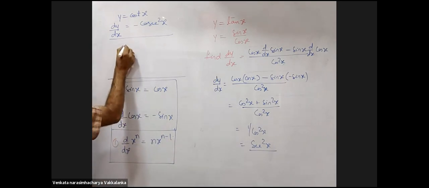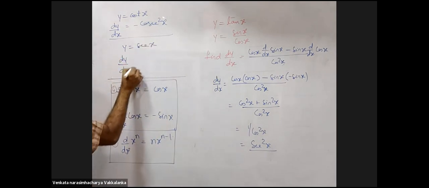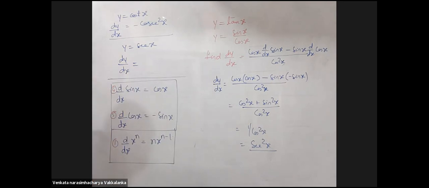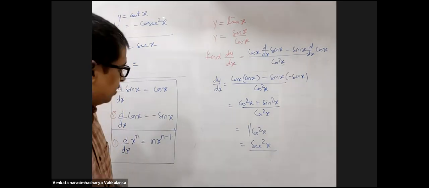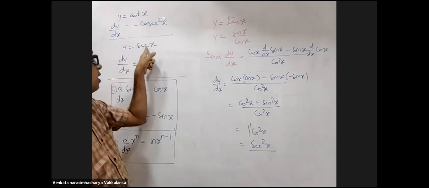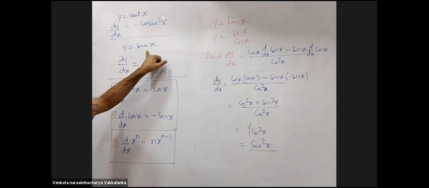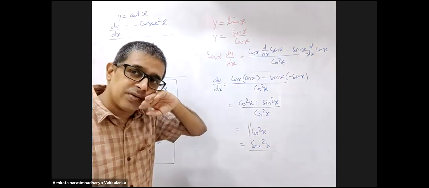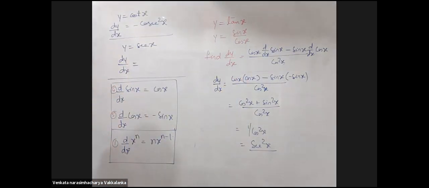Y is equal to secant x. Find dy by dx. Sir, do we have to remember these results? Yes, those are standard results: differentiation of sin x, cos x, tan x, cot x, cosecant x, and secant x. First of all, y is equal to secant x. How will you write secant x? As 1 by cos x. And apply u by v.